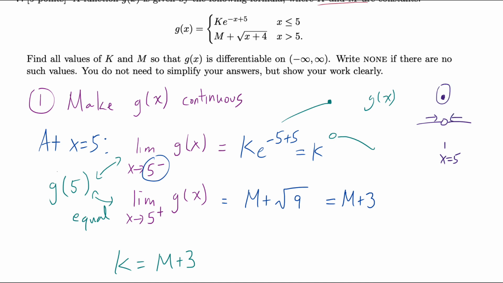So technically you have to make sure that all three of these are equal, but that's totally okay, because g of 5 is what? G of 5, well, that's when x is 5, so you plug it in here and you get k. So g of 5 is k, so we just want to make sure k and m plus 3 all agree. That's really the same as just k and m plus 3 being the same. So that's what we get from step 1.